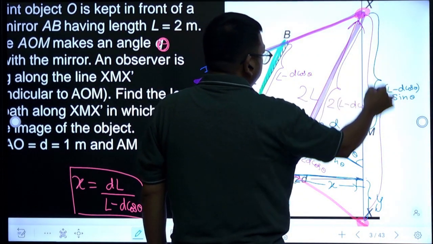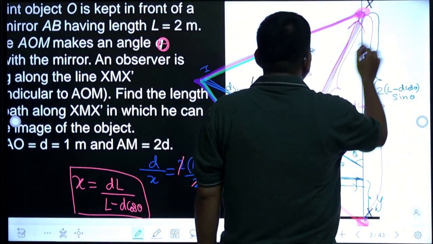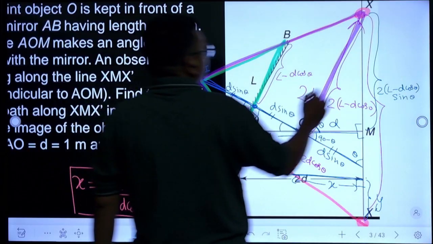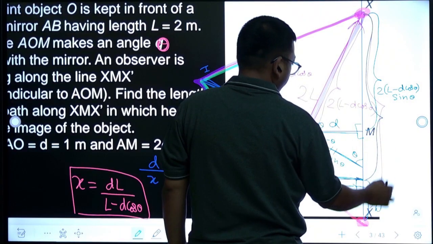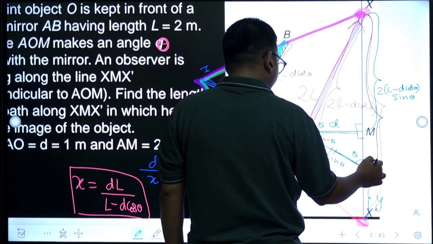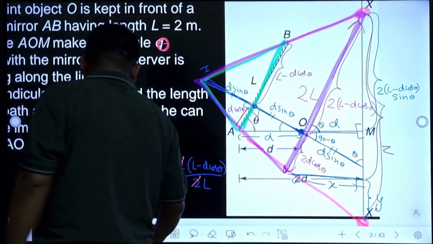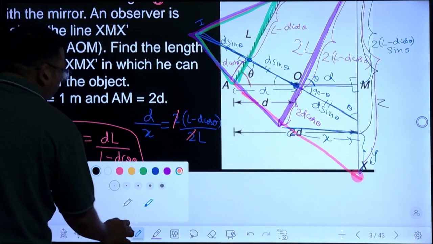Okay. And this length we already know. So we can also take that. Let us consider that length as y. Which length y? From here to here. Sorry, this is y, already we have taken. Let us consider this as z. So what will be z? Can we calculate z now?